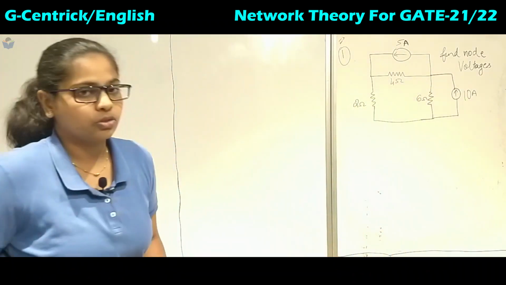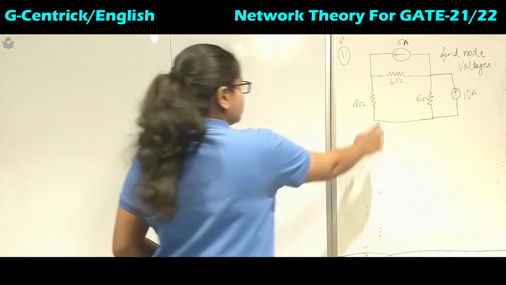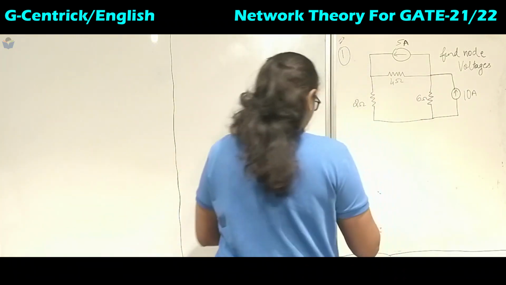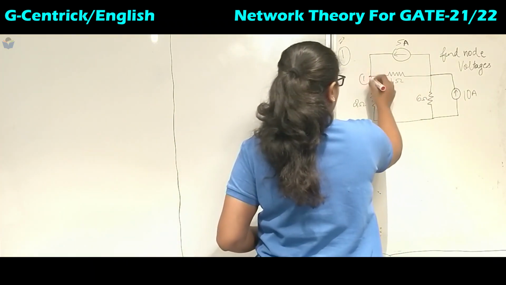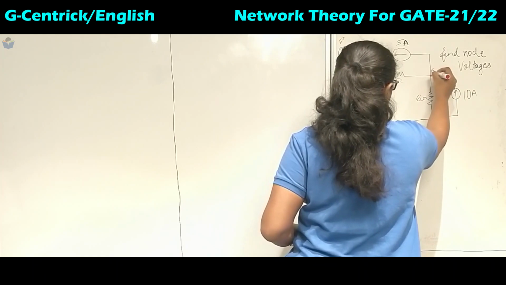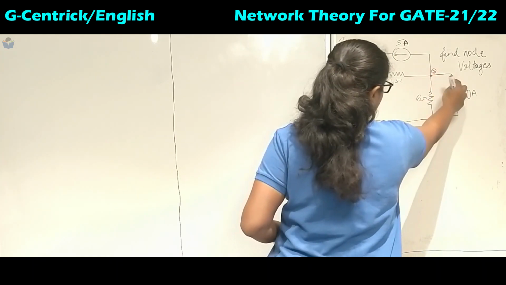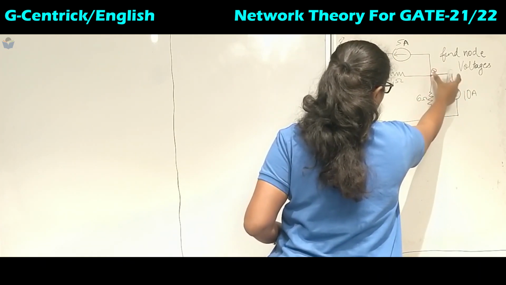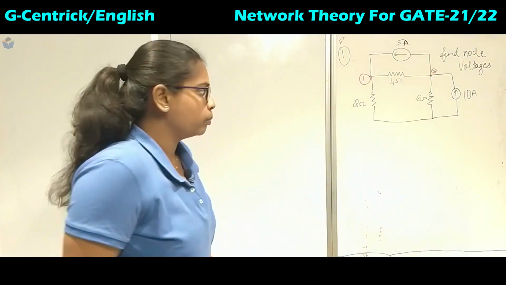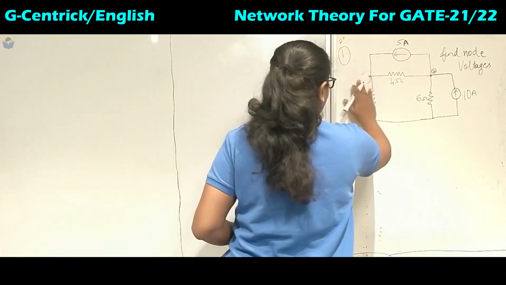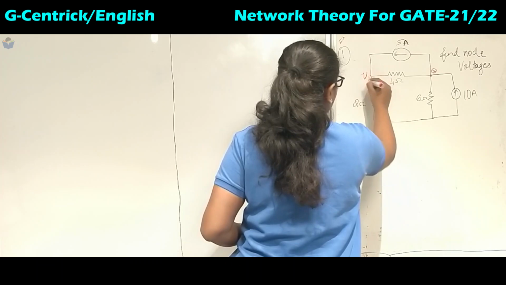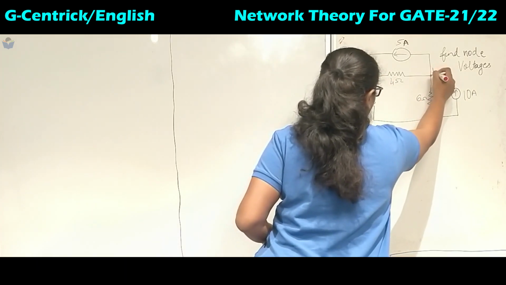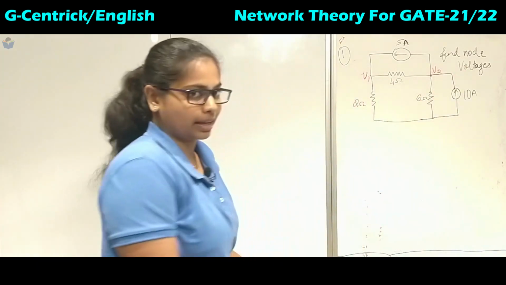So first step in the procedure is to identify the nodes. So this is one node and this is second node. Okay, so this is first node and this is second node, and this node is also same as this node, that is because they have got the same potential. So basically there are two nodes, V1 and V2, and this is assigning the voltages for the nodes, second step.